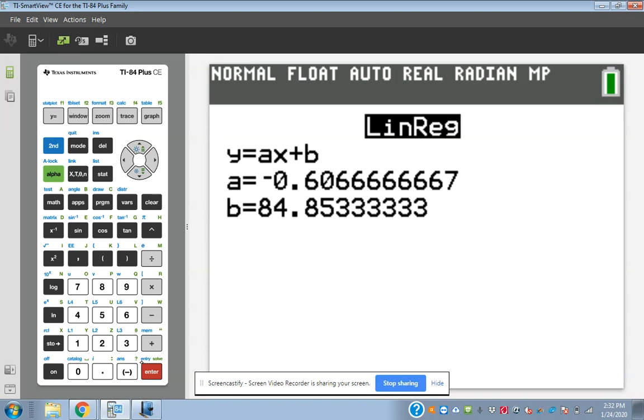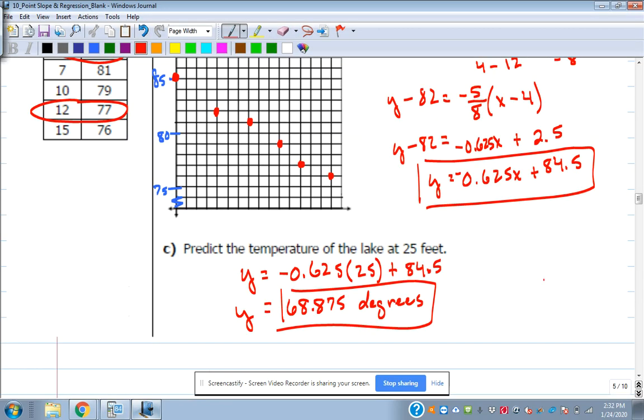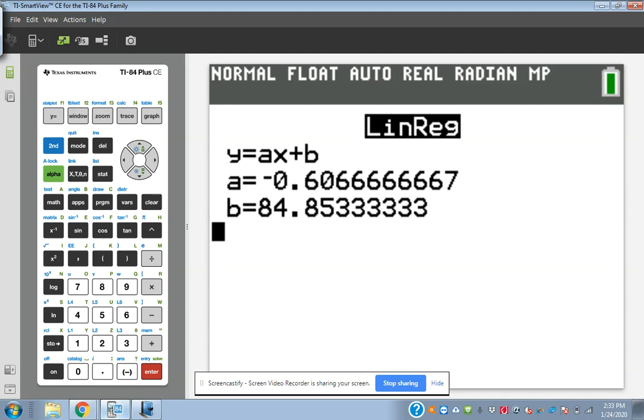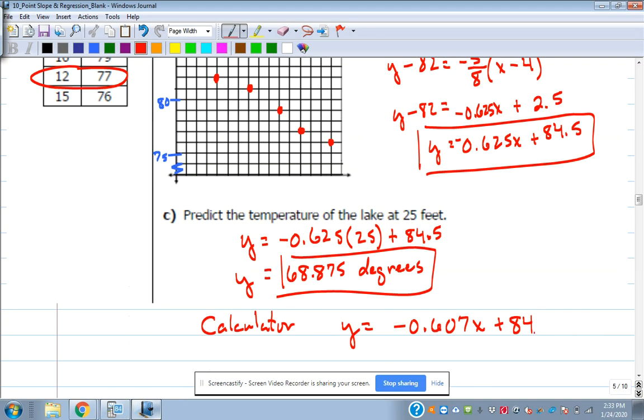Okay. Now, the slope is the A, the y-intercept is the B. So our slope here is negative 0.606 repeating. So I'm going to round that to 3 decimal places. So with the calculator for our problem, we got y equals negative 0.607x plus 84.853. So 84.85, the 5 would round up to 84.9.